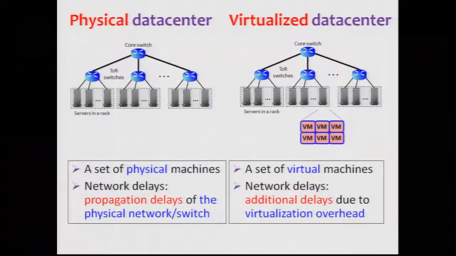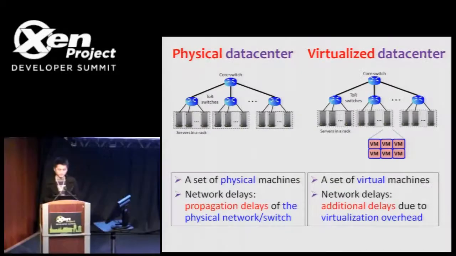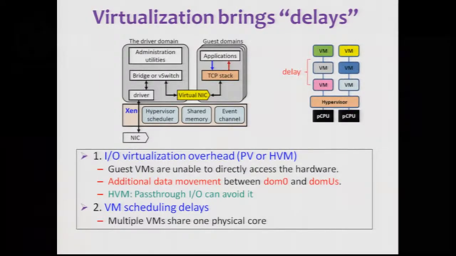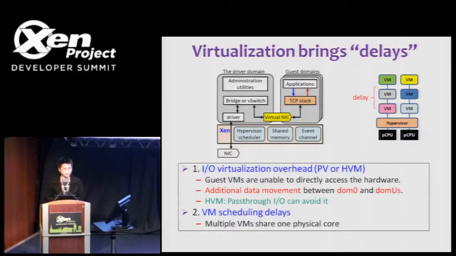So a virtualized data center is very different from a physical data center because all competing entities are virtual machines instead of physical machines. In physical data centers, the network delay is mainly composed of the propagation delays in the network cable and physical hardware switch. But in virtualized data centers, virtualization can bring additional overhead to network RTTs. So basically, there are two types of delays that virtualization can bring to the network. The first is IO virtualization overhead, no matter PV or HVM.